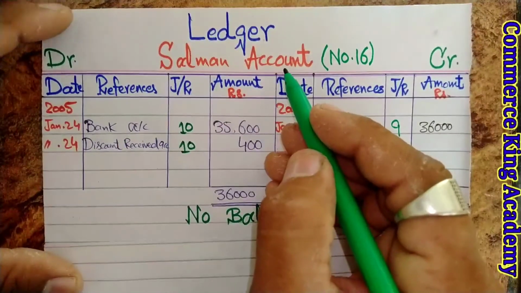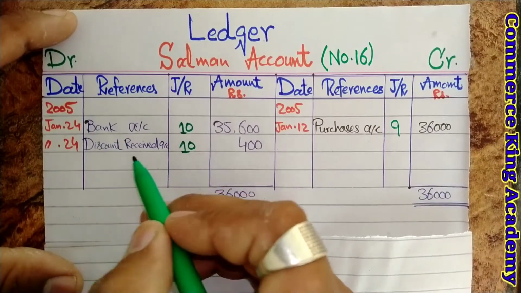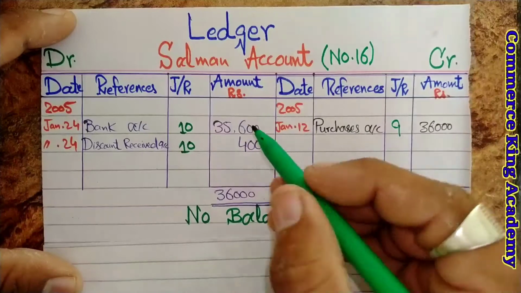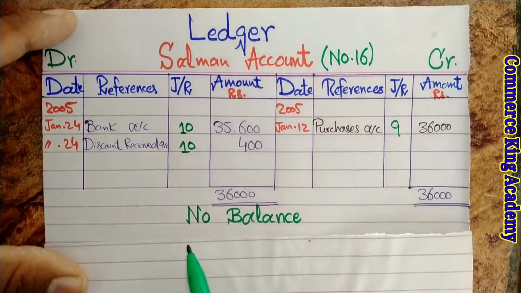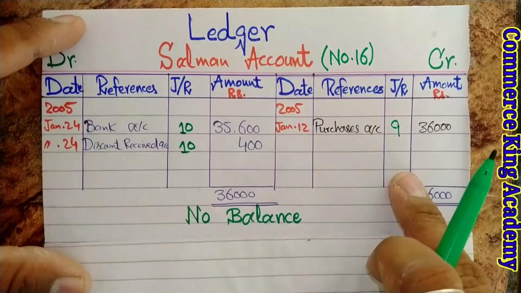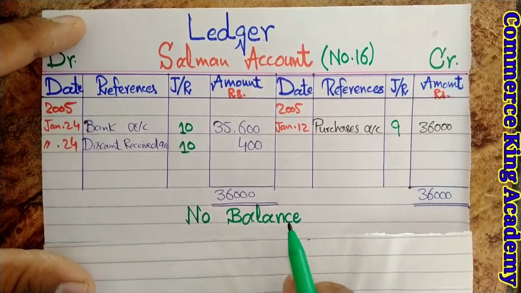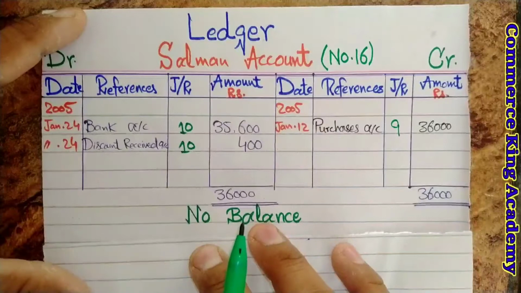Salman account is debited by two accounts, so it is a compound entry: bank account and discount received account. These are the amounts, with a total of 36,000 rupees, and 36,000 rupees on the other side. Both sides are equal, so we have no difference on either side, and we can say here no balance. That means the account of Salman has been closed so far.